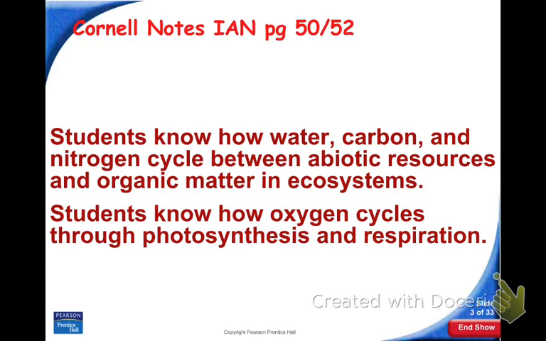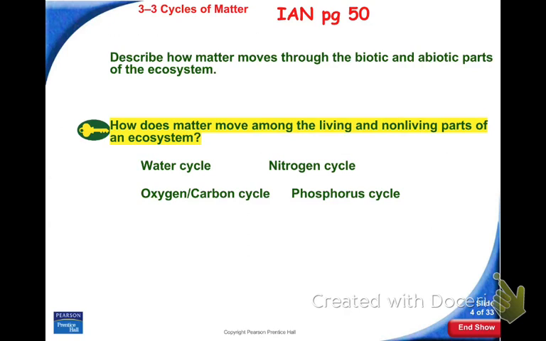And then we'll return again to look at photosynthesis and cellular respiration, and those two processes and how they are involved in the flow of matter. So, how does matter move among the living and the non-living parts of an ecosystem? This is our overarching essential question. This is the big question. How does matter move among living and non-living parts in an ecosystem? So this would be the first thing for sure that you would want to write down.